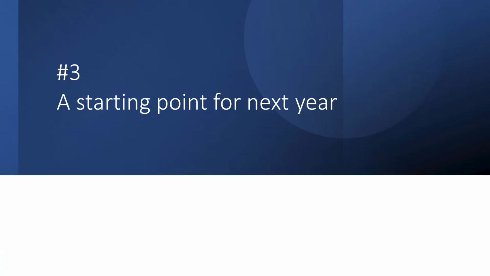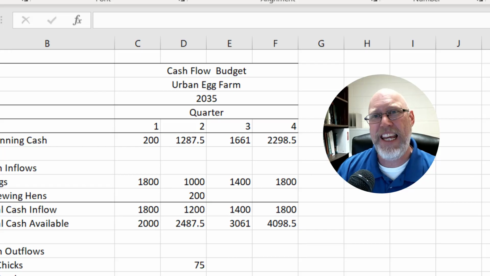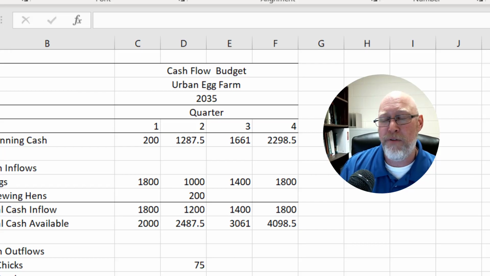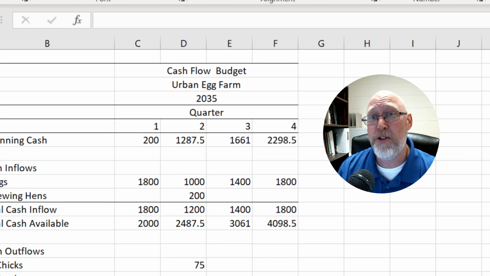Number 3, it's a starting point for next year. All of your budgets are starting points for next year. Whenever you're building any kind of a budget, not only are you planning for the next fiscal year, you're also laying down a foundation to plan for the next fiscal year.